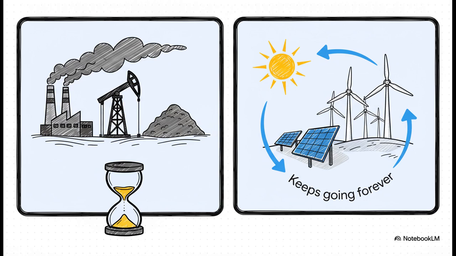The old energy is what we call conventional sources. These are the ones we've been using for a long time, like coal and petrol. The big problem? They will run out one day. Khatam ho jayega. The new energy is called non-conventional. This is the future. Things like solar power and wind power. And the best part? They will keep going. Chalta rahega. They don't run out.